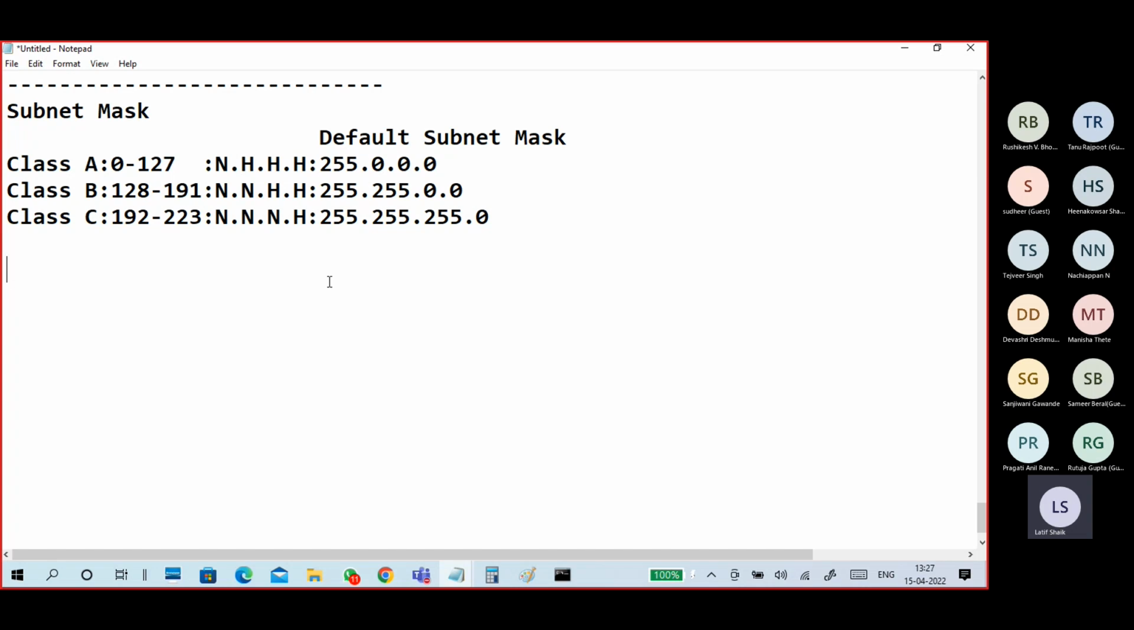So class B range is 128 to 191. Class B subnet mask is 255.255.0.0. Okay, so what is the class D range? Class D range is 224 to 239.